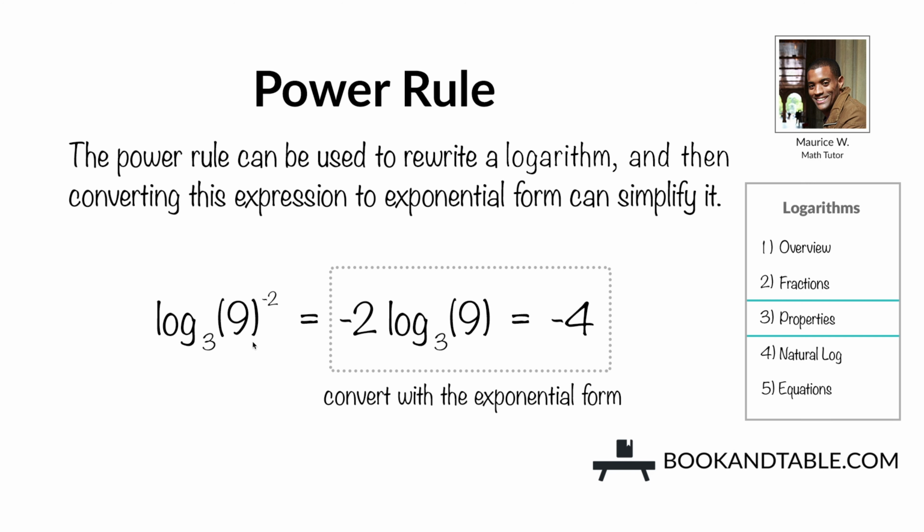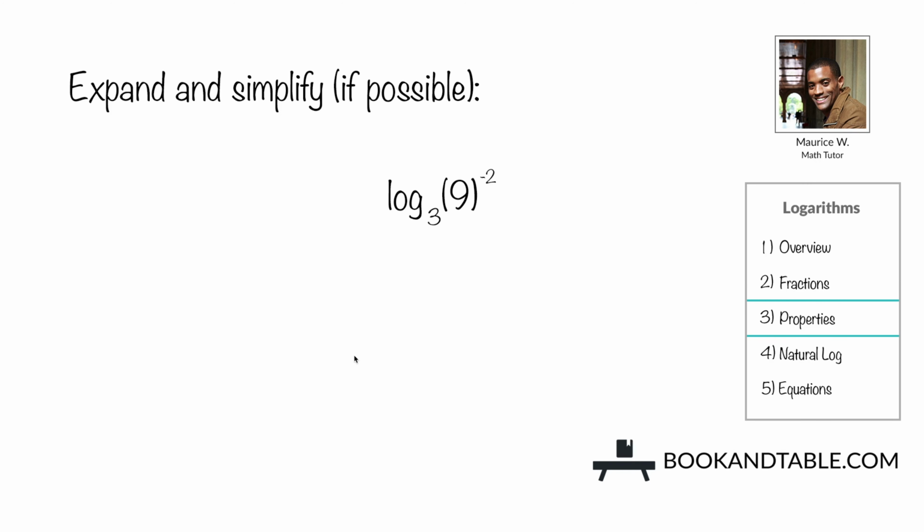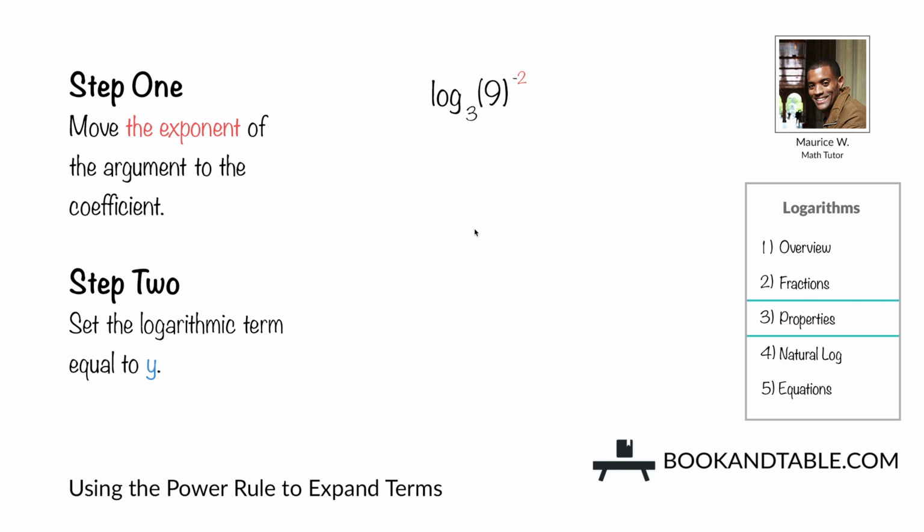But let's start at the beginning and work our way through this process. Let's say you are asked to expand and simplify, if possible, the log of base 3 of 9 raised to a power of negative 2. So here's what we want to do. Step 1, move the exponent of the argument, which would be negative 2, to the coefficient. So that would give us negative 2, the log of base 3 of 9.